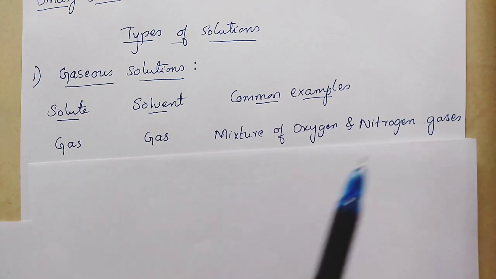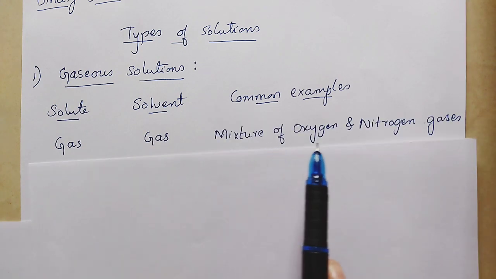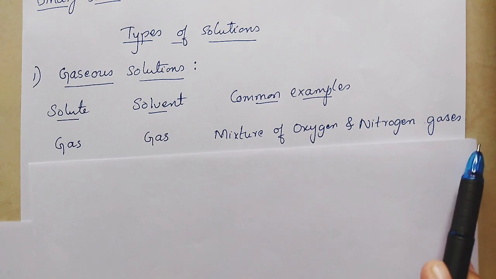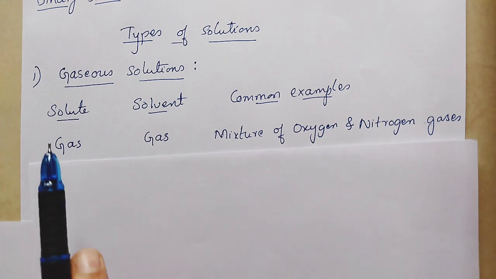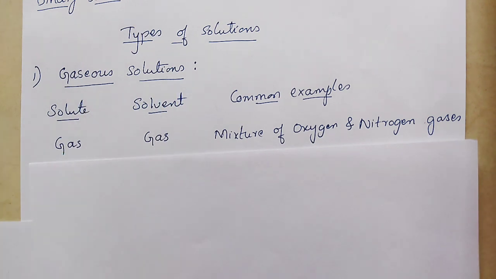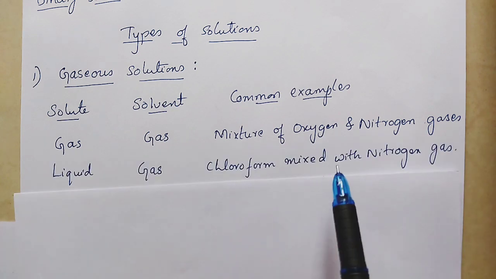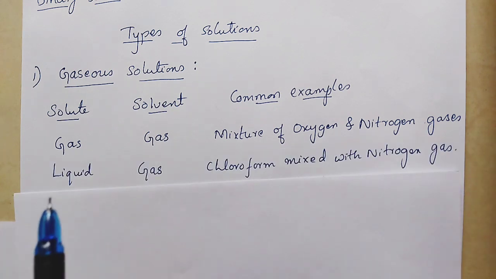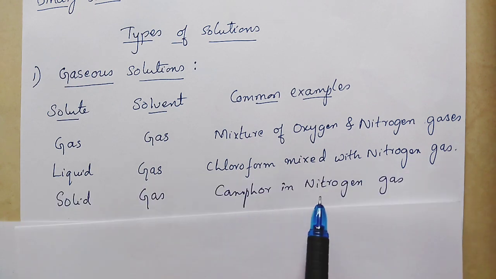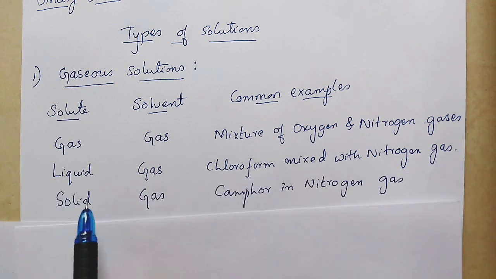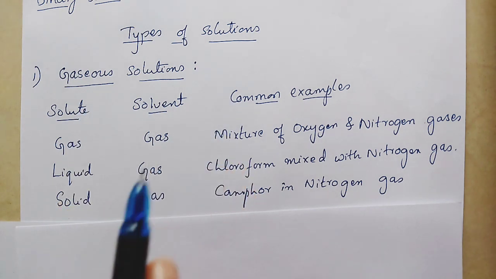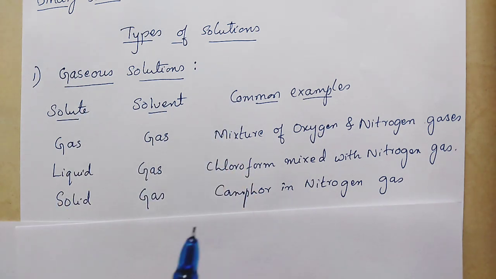Here we have some common examples. A mixture of oxygen and nitrogen gases in air is an example of a gas in gas solution. Chloroform mixed with nitrogen gas is an example of a liquid in gas system. Camphor in nitrogen gas is an example of a solid in gas system. That is about gaseous solutions. I hope it is clear to you.